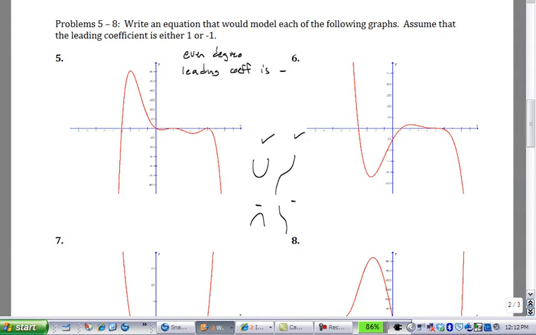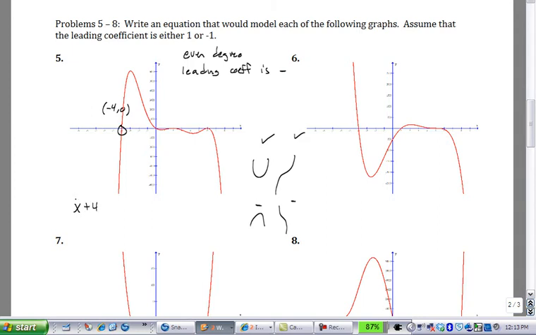They don't tell you whether you have to put this in standard or factored form, but I think it's going to be easiest to do factored form because you can see where the zeros are. So your zeros are at, let's see, that looks like negative 4, 0. If one of your zeros is at negative 4, 0, what's one of your factors? Good job, x plus 4.